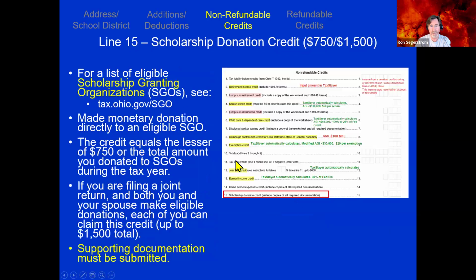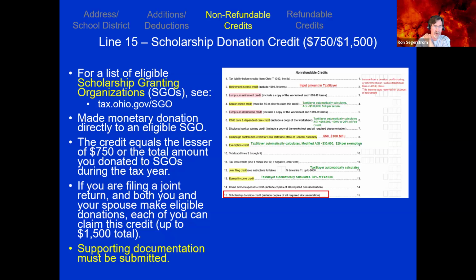Okay, scholarship donation credit. So donations to a scholarship granting organization which qualifies, see tax.ohio.gov/SGO for a list of approved scholarship granting organizations. The taxpayer can donate $750, or married filing jointly $1,500, to get a credit. It's a dollar for dollar credit to reduce their Ohio tax.